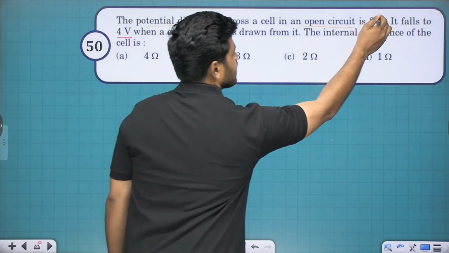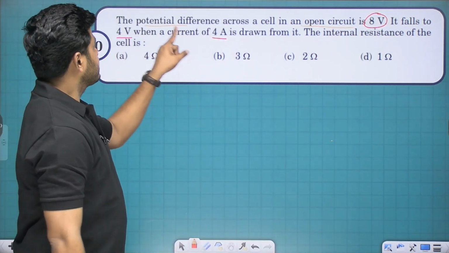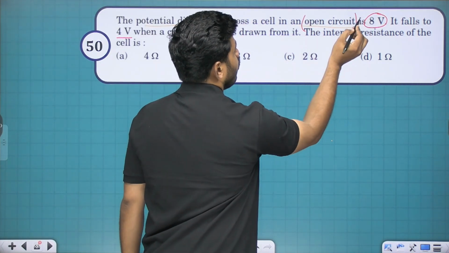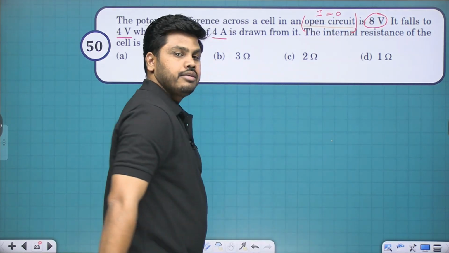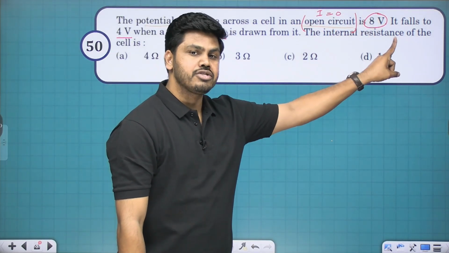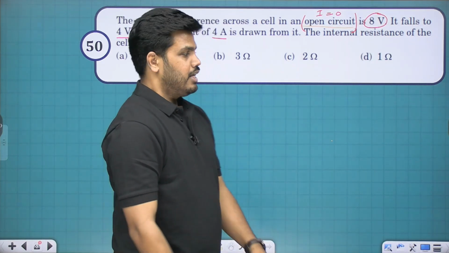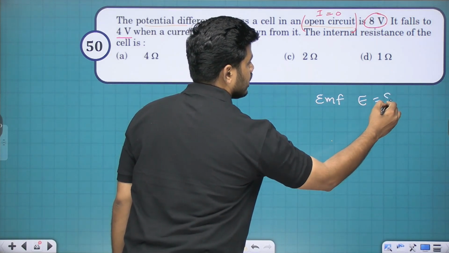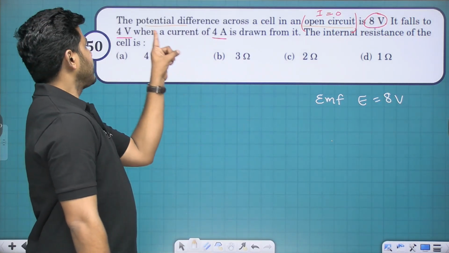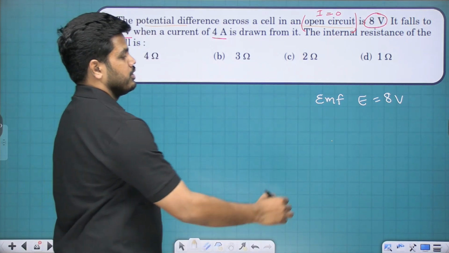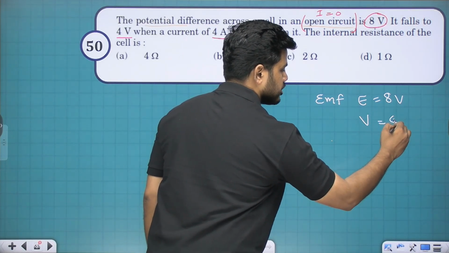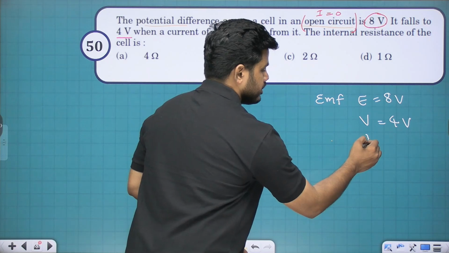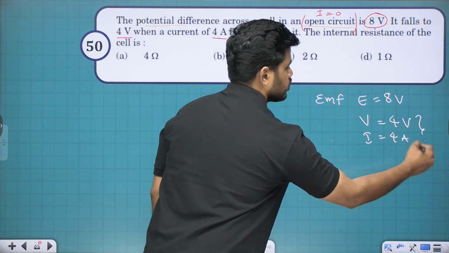See, what is this 8 volt given actually? It is given as the potential difference across a cell, but in an open circuit. Open circuit means there is no current flowing through it. When there is no current flowing through it, potential difference is called EMF of the cell, correct? So you are given EMF of the cell, E is equal to 8 volt. That is reduced to 4 volt when a current is flowing through it. So that could be the terminal potential difference, V is 4 volt, for a current of 4 ampere. So these are the given values.